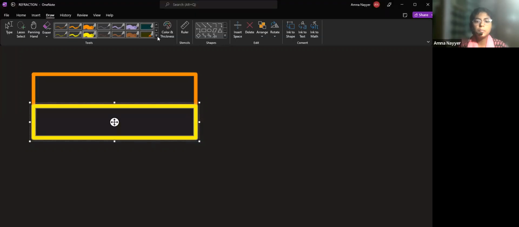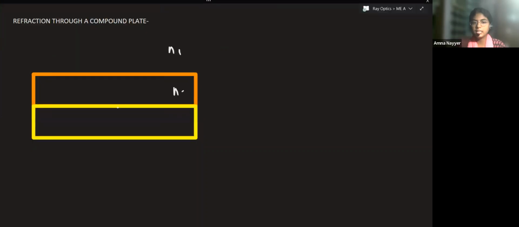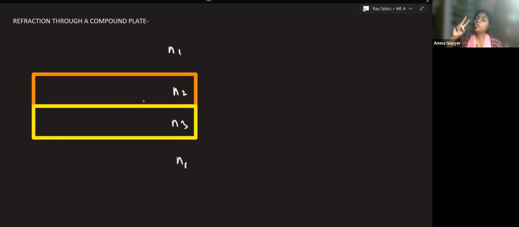Now, compound plate means not a single plate is there. So this is N1, this is N2, this is N3, and this is N1 again, because this is the same medium, air. N2 is this orange plate part, N3 is this. So two refractive indices are present now.